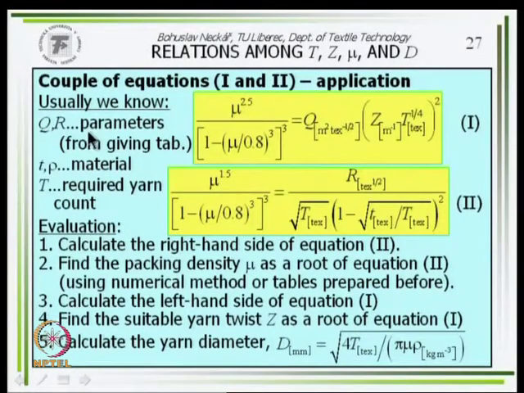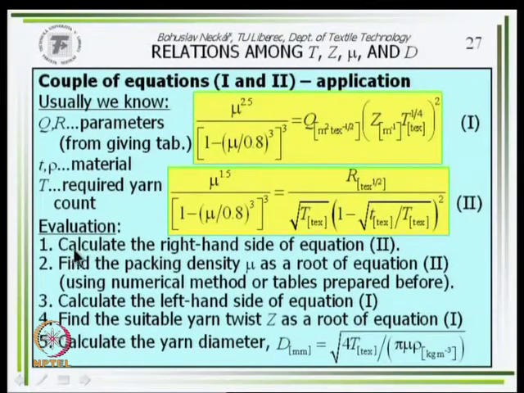Usually we know Q and R. Maybe when you don't have more precise values, you can use some values from my tables. So you know Q and R, then we know T and rho: fiber fineness and specific mass, the mass density of fibrous material, and we also know the required yarn count T. How to evaluate, how to calculate the future quantity of our yarn.